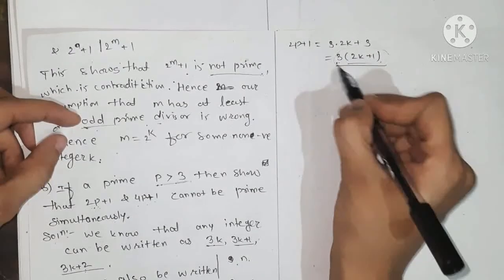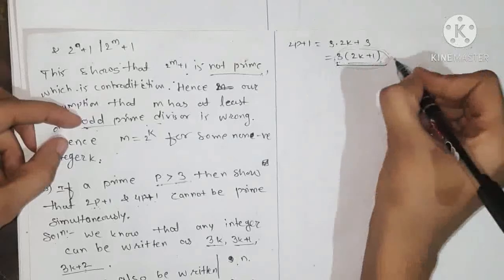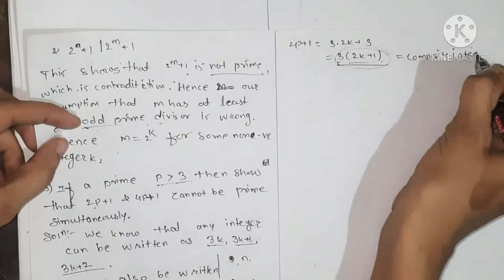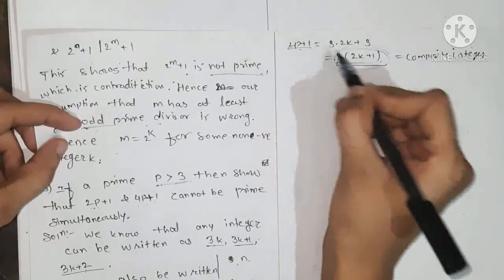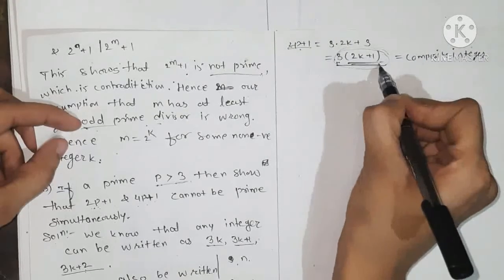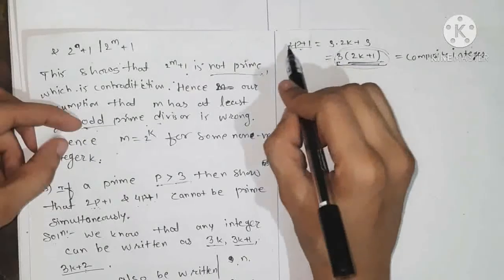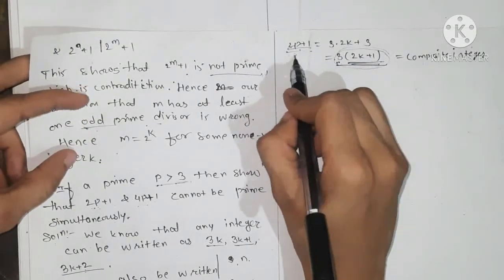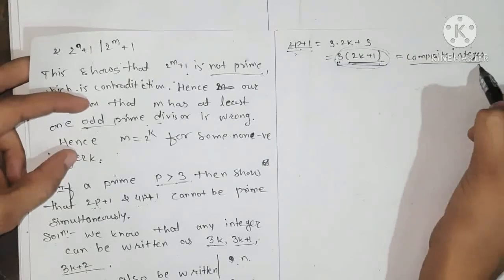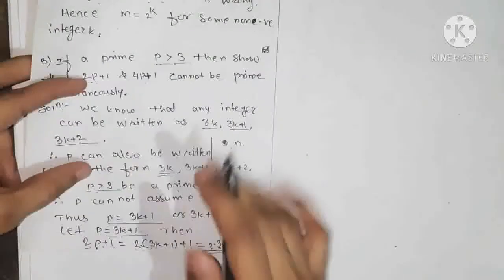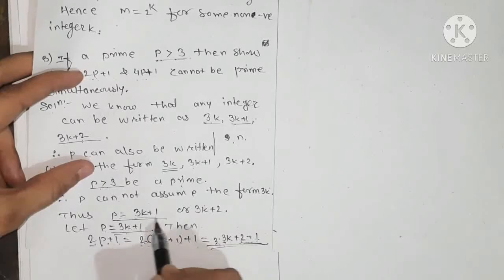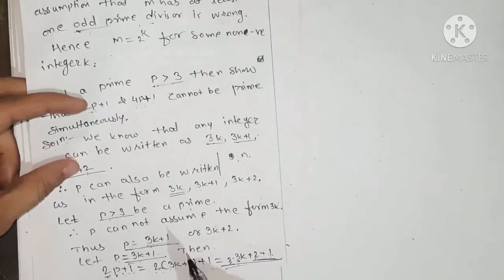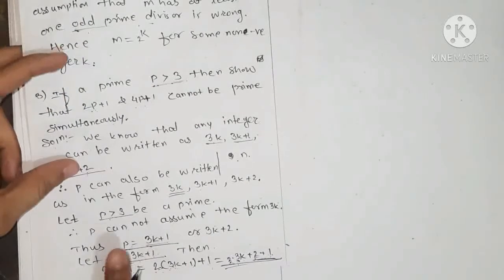That is, 3 divides this number, and therefore this is a composite integer, because 2p plus 1 is written as 3 multiplied by some integer. This implies 3 divides 2p plus 1. If 3 divides 2p plus 1, then it cannot be prime, and therefore it is a composite integer. So when p is of the form 3k plus 1, 2p plus 1 is a composite integer. So at least one should be composite.